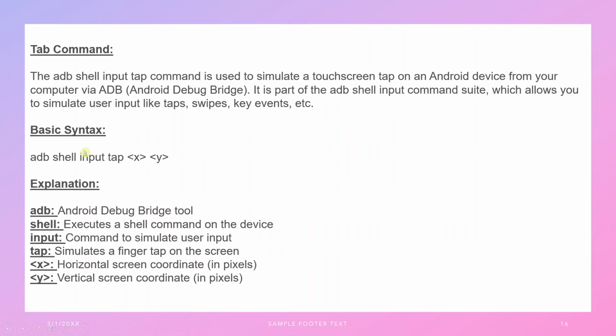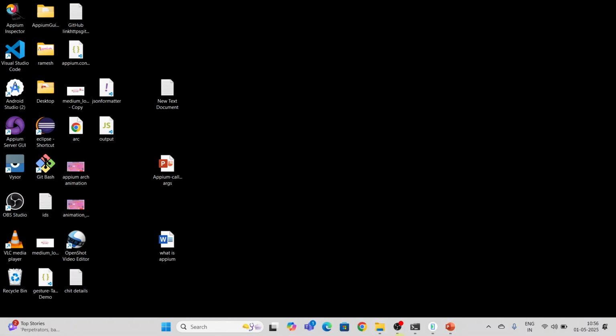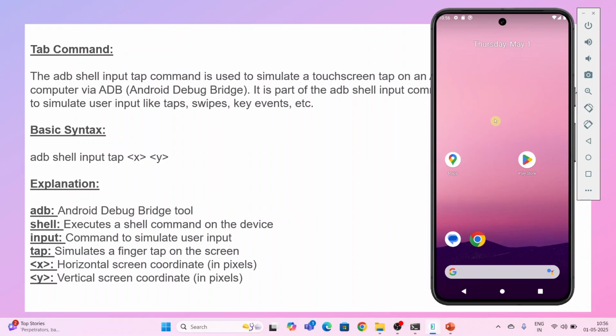Coming to our tap command, the basic syntax is we have to use adb shell input, and in the suite we have a command called tap, because we are performing a tap gesture on our Android touch screen. And with tap, I need to know the x and y coordinates, right? If you see my simulator, I want to tap in a particular place. For that, I need the x and y coordinates, so we need to provide them.